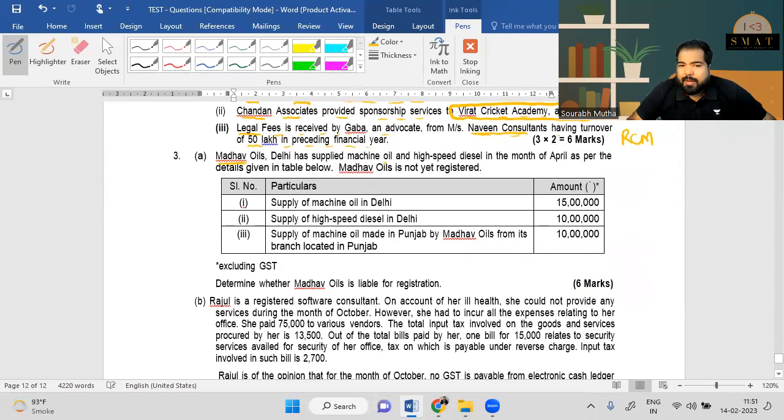Mother Oils has supplied machine oil and high-speed diesel in the month of April. As per details given below, Mother Oil is not yet registered. Determine whether Mother Oil is supposed to register. First is section 24. You will check that.